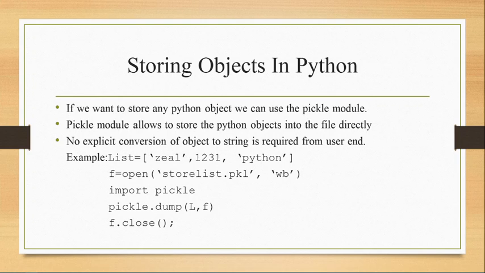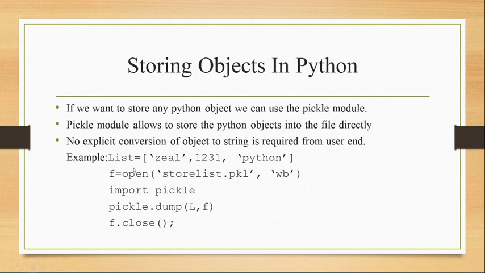As you have seen, everything in Python is stored in string format. This comes in handy when we have to store any Python object for future use without relying on other sources. If we want to store any Python object, we can use the pickle module. The pickle module allows us to store the Python object into the file directly. No explicit conversion of the object to string is required from the user end.